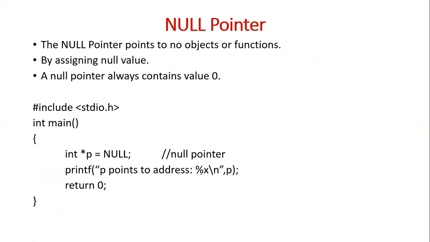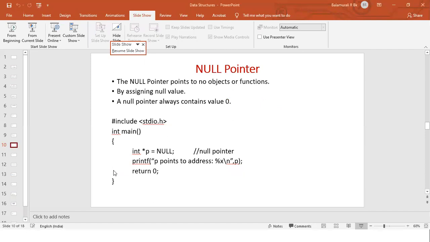In Windows, you can use either %x or %u to display the address. In a Unix or Linux environment, to display the address, you have to use %p. Now let us execute this program and see how it works.